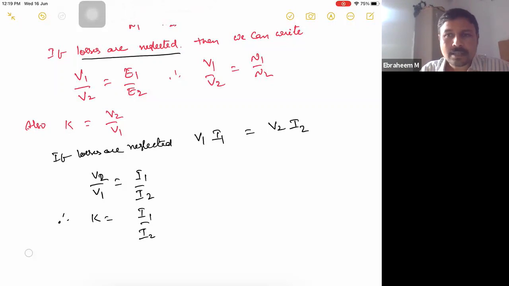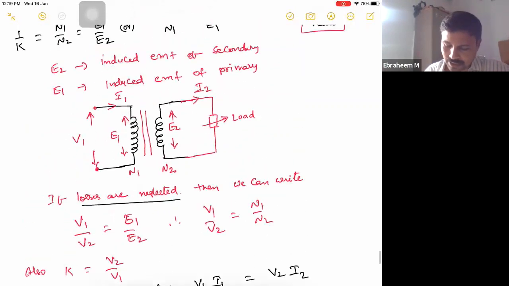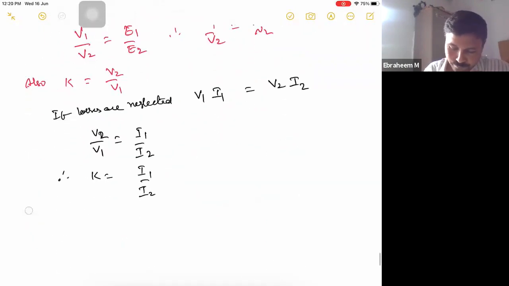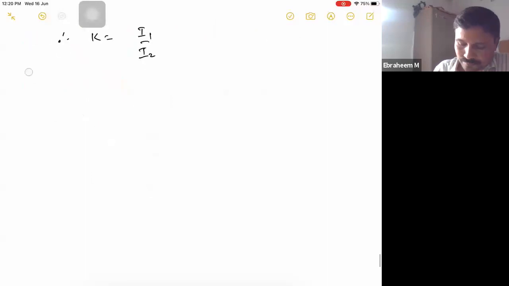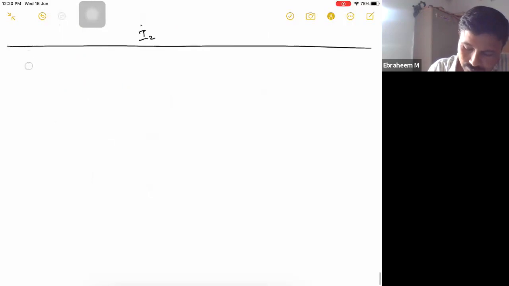So till now we have seen the EMF equation, the transformation ratio of the transformer, and different variables related to this transformation ratio. Now let us solve a simple problem. So note down this problem.